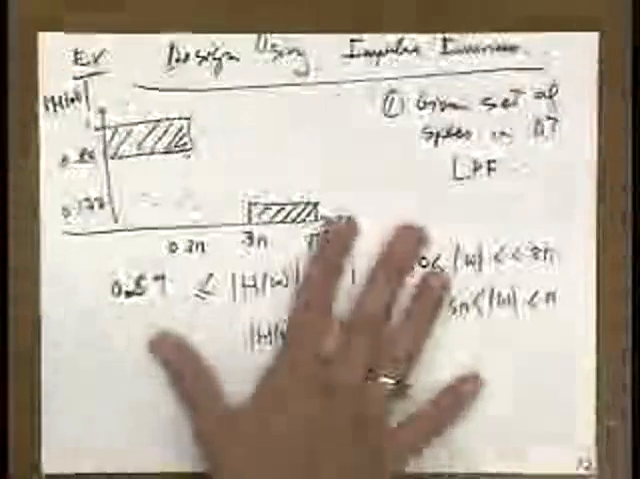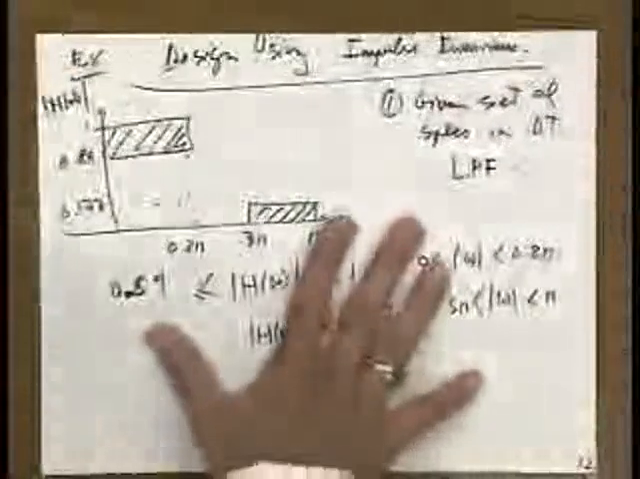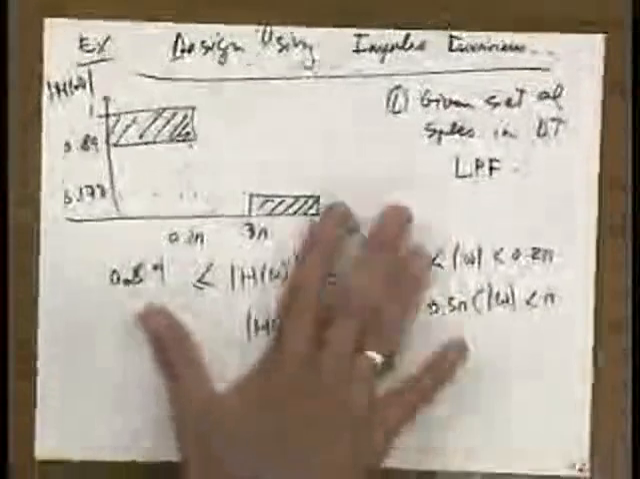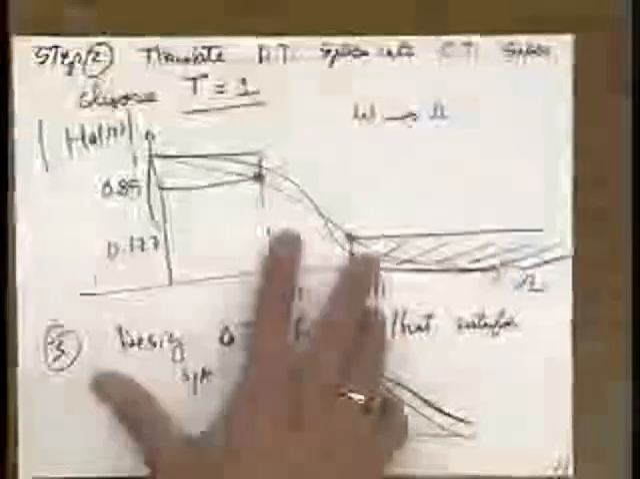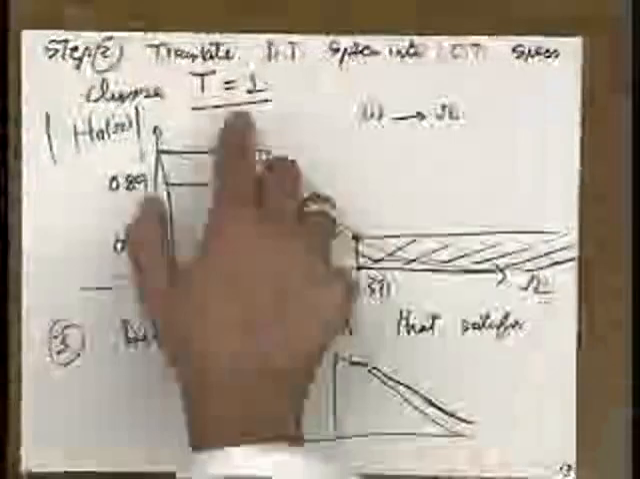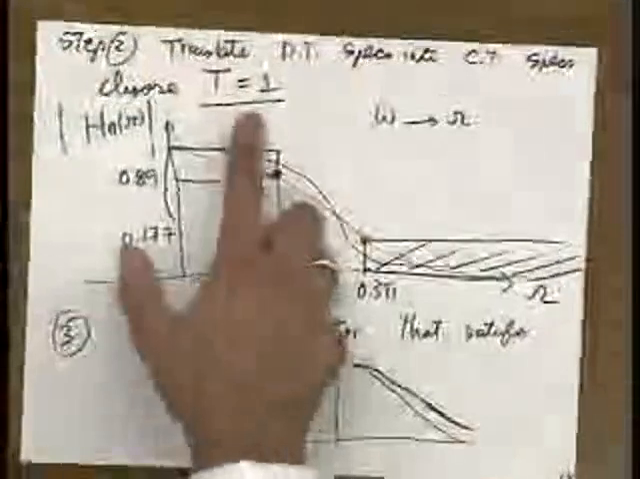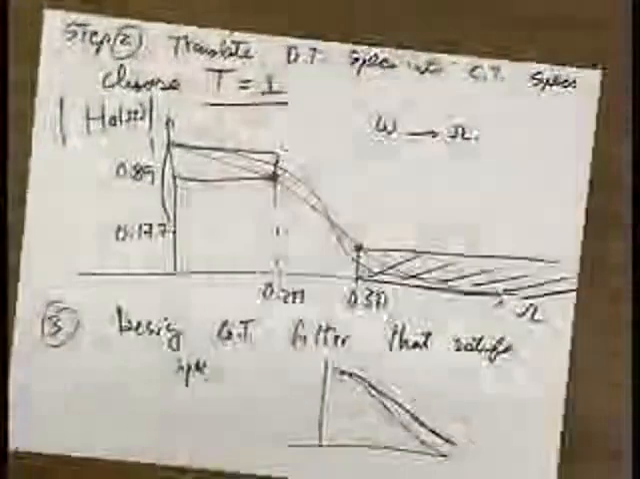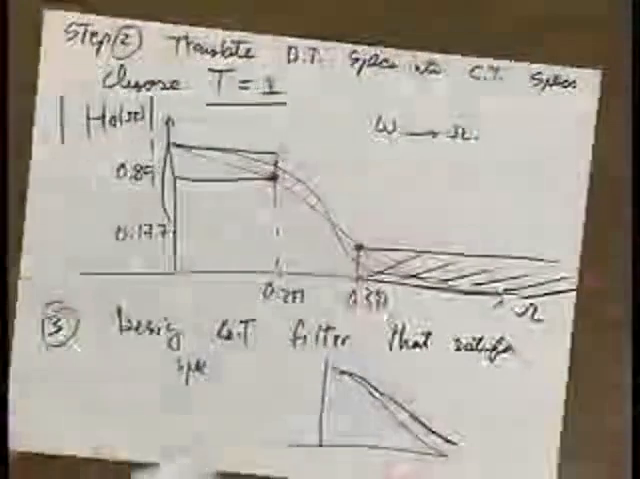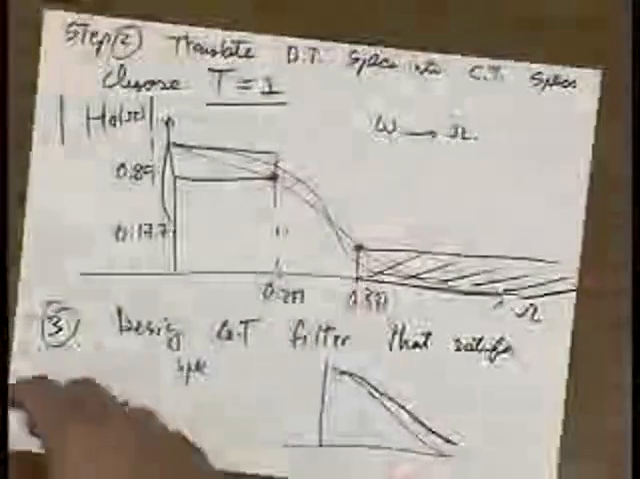Where we ran out of time was this example. We talked about design using impulse invariance. So this was the set of specs we were given, shown here. We translated these specs to continuous time. We chose arbitrarily T equals 1, and you'll see in a second that it just doesn't make any difference, as long as you choose the same T in step number 4 to undo the transformation, everything just balances out.